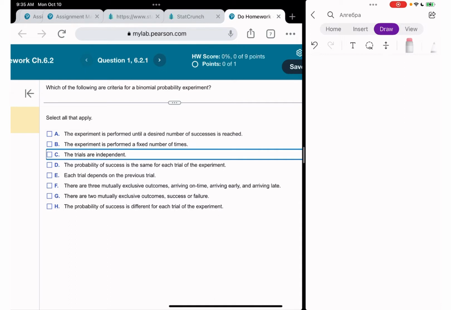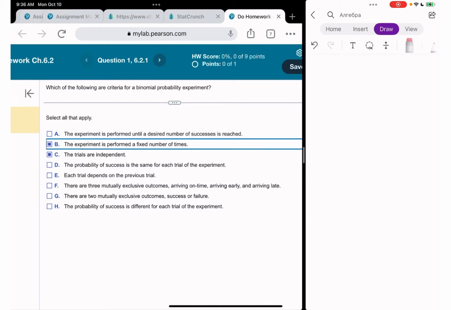4 conditions that need to be satisfied. These conditions are the following. Trials have to be independent. Let me see where we have it. Here it is, number 2: trials have to be independent. The experiment has to have a fixed number of trials, fixed number of times. Here is B.